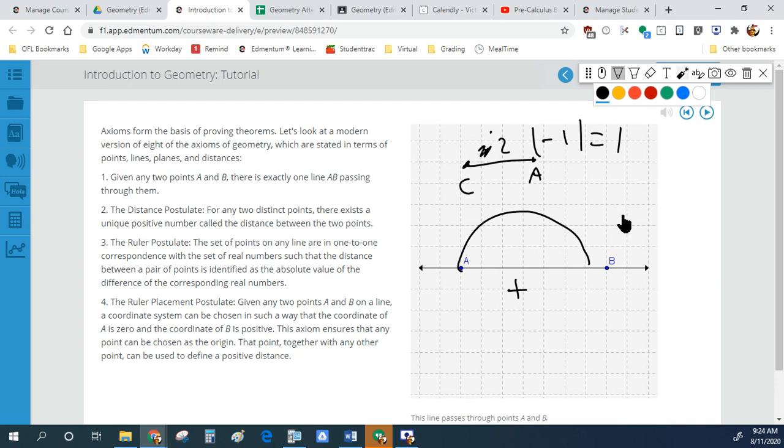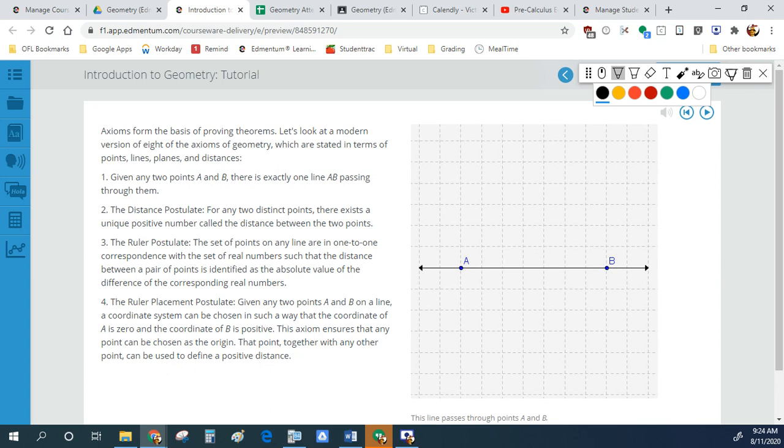And the ruler placement postulate says that we can start off at any point. Like we can call this 0. I'm going to start measuring from here. But let's say we don't want to measure from there. We want to measure from over here. Then we can call this 0, too. That's basically the ruler placement postulate. Sorry, I was talking about this one.